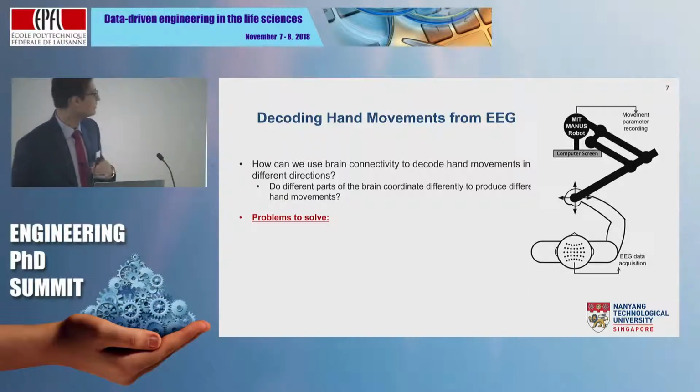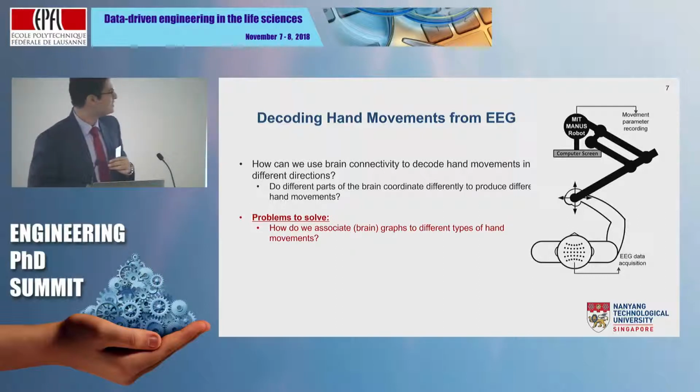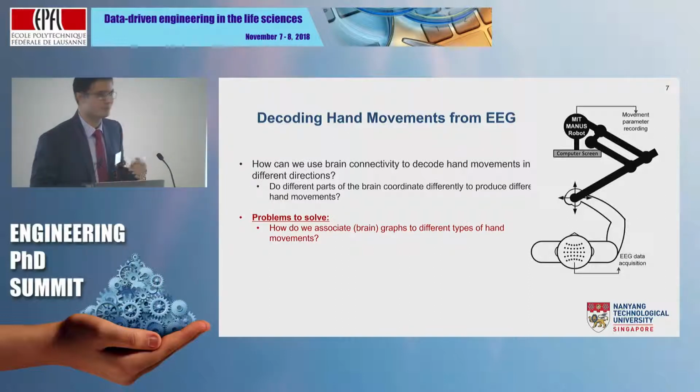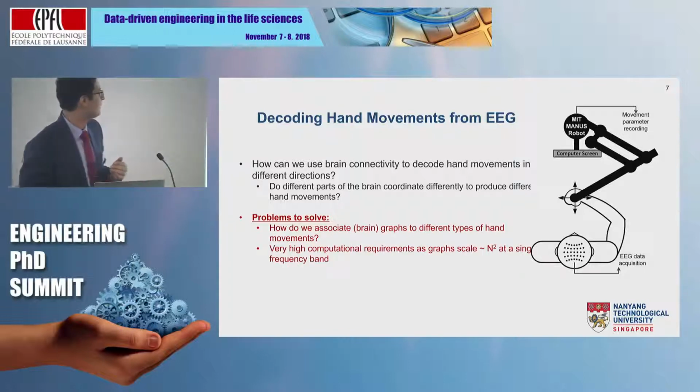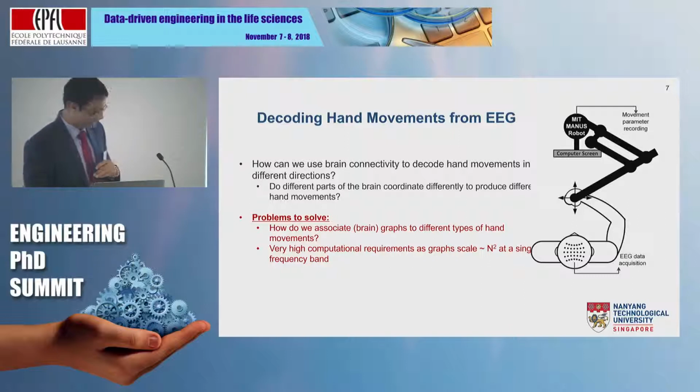But we know there is a problem: it's not very intuitive to associate an entire brain graph with different types of hand movements, especially when movements become more and more complex, right? And moreover, now we're not looking at different regions and their different activation patterns. We're looking at the interplay between them. So that means the computational complexity is going to grow substantially, right? So how do we tackle this?